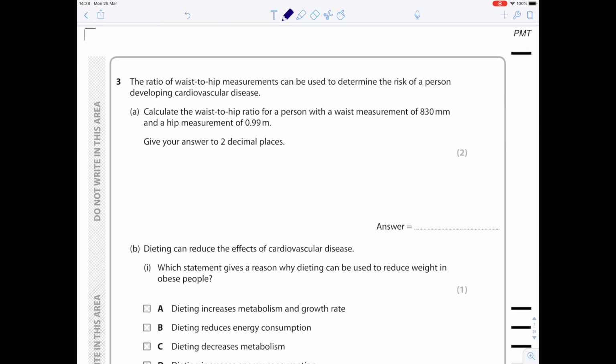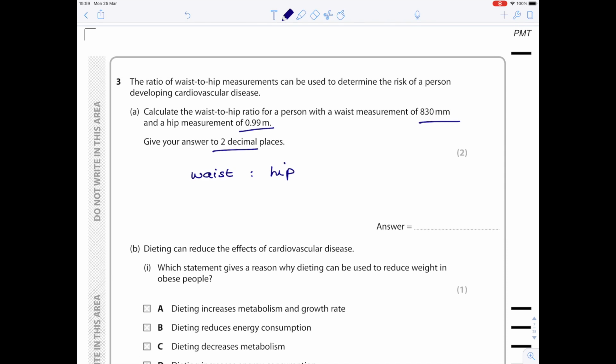The ratio of waist to hip measurements can be used to determine the risk of a person developing cardiovascular disease. Calculate the waist to hip ratio for a person with a waist measurement of 830 millimetres and a hip measurement of 0.99 metres. Give your answer to 2 decimal places. Let's be very careful with units here. So let's first of all start by putting the numbers in the right place. And we need to be very careful with units here.